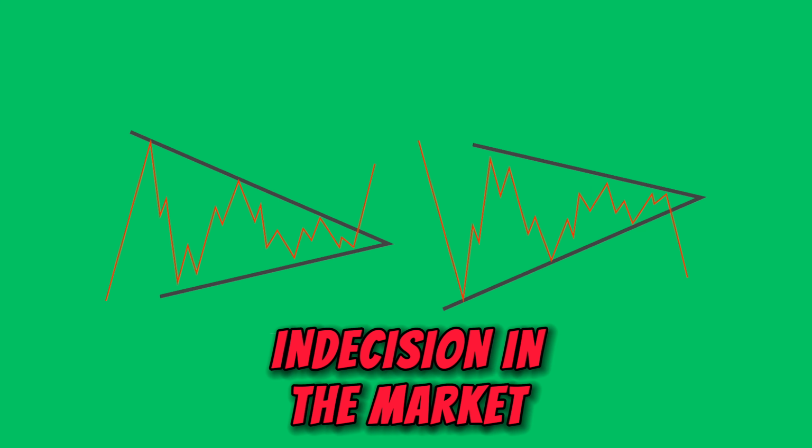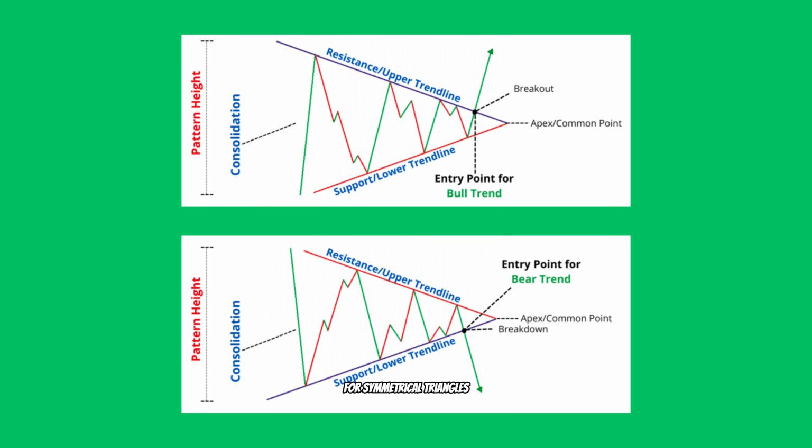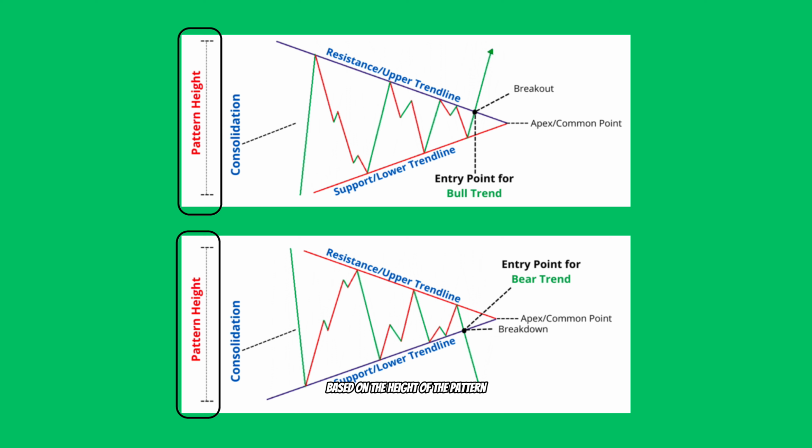This pattern is formed when the price of an asset is trading in a narrowing range, creating two converging trend lines. This pattern suggests that there is indecision in the market, and a breakout in either direction can occur. For symmetrical triangles, traders often enter a trade after the breakout above or below the trend line, with a stop loss below the trend line for long entry and above the trend line for short entry, and take profit level based on the height of the pattern.